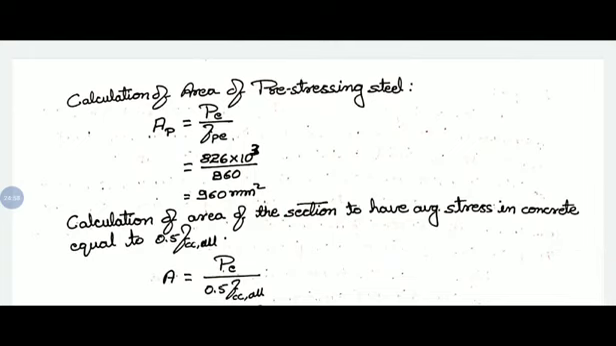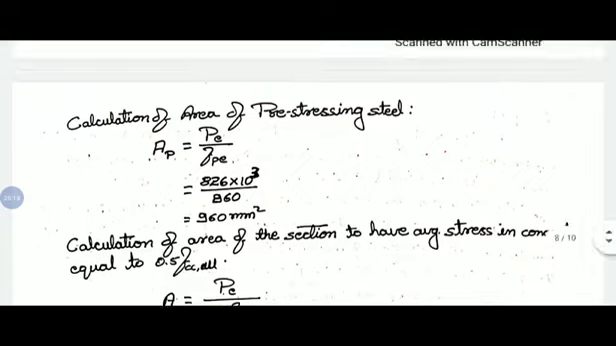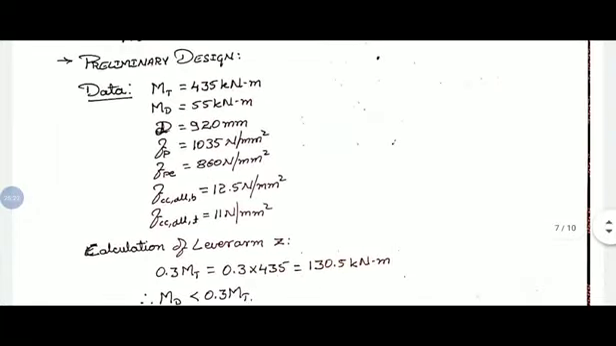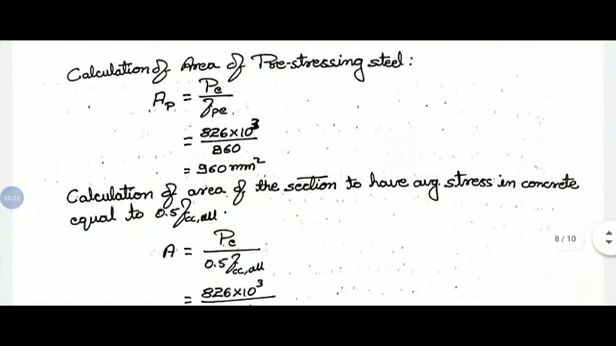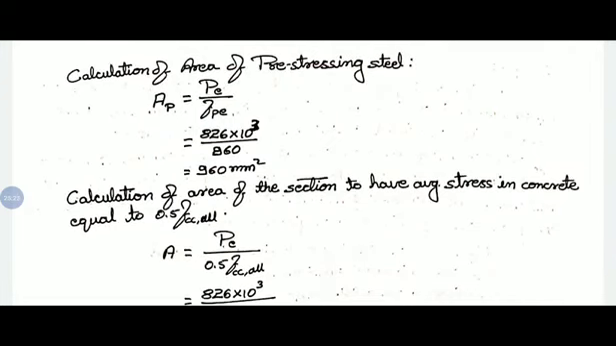So for that effective pre-stressing force, what should be the area of pre-stressing steel we need to consider? So here AP equals PE by FPE. PE, the effective pre-stressing force, is 826 which I calculated earlier, upon 860. The effective pre-stressing stress FPE is given in the question. It is 960 mm square. So this is the area of pre-stressing steel or tendons required.